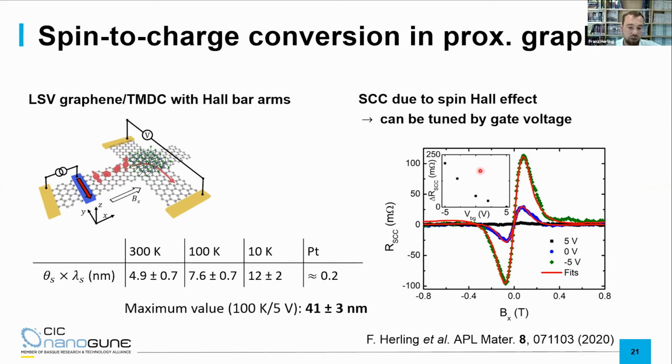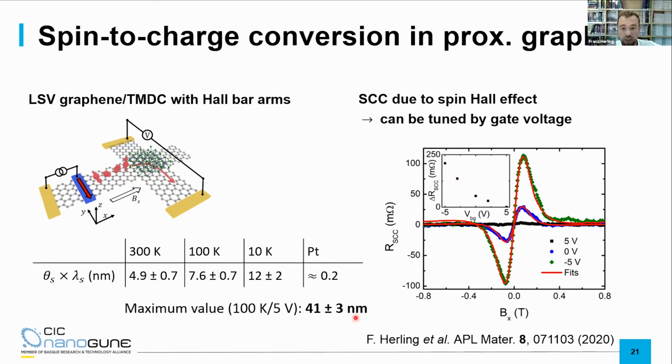So 2 orders of magnitude larger than platinum or other comparable spin to charge conversion systems like topological insulators. And this is the figure of merit also for Rashba Edelstein effect systems, where the conversion efficiency is also given with the units of length.